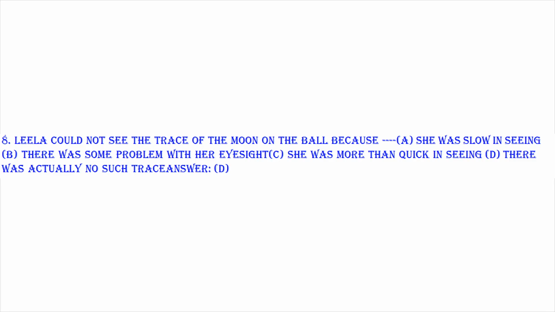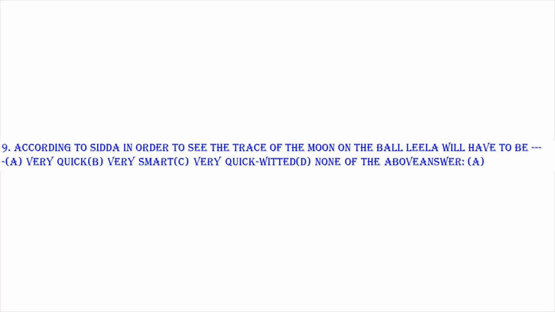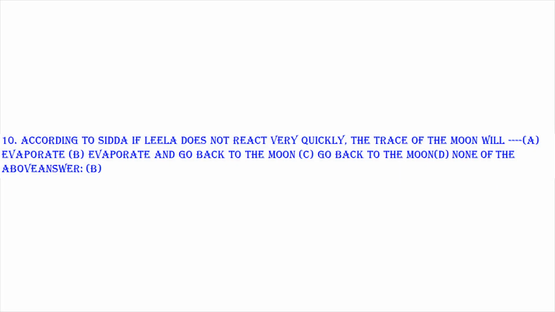Answer, D. 9. According to Siddha, in order to see the trace of the moon on the ball, Leela will have to be, A, very quick, B, very smart, C, very quick-witted, D, none of the above. Answer, A. 10. According to Siddha, if Leela does not react very quickly, the trace of the moon will, A, evaporate, B, evaporate and go back to the moon, C, go back to the moon, D, none of the above.